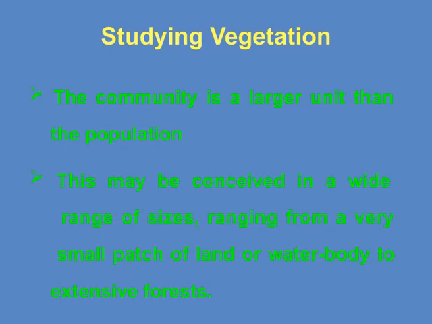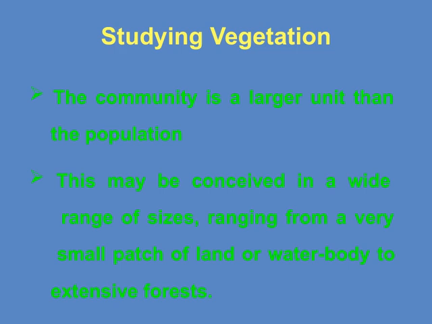Today, we're going to talk about studying vegetation. Now, an important concept to understand is that a community is a larger unit than a population. When we say community, we're referring to all the different species living together in a specific area. This can vary greatly in size. It might be a tiny patch of land or even a small water body, or it could be an extensive forest stretching over many square kilometers. The key point here is that the size of a community can really differ, depending on the ecosystem we're studying.